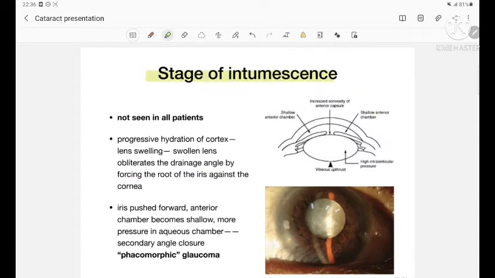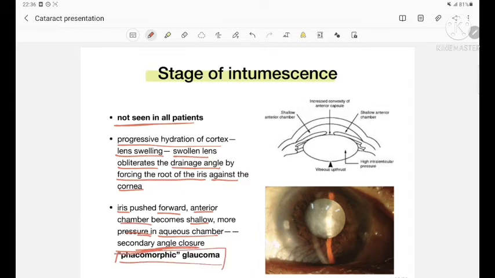The next stage is the stage of intumescence. This is not seen in all patients. In this stage, there is progressive hydration of the cortex leading to swelling of the lens, and this swollen lens obliterates the drainage angle of the anterior chamber by forcing the root of the iris against the cornea. The iris is pushed forward, the anterior chamber becomes shallow, and there is more pressure in the anterior aqueous chamber, producing secondary angle closure glaucoma. This lens induced glaucoma is called phacomorphic glaucoma, because of the change in shape of the lens. There is swelling of the lens.